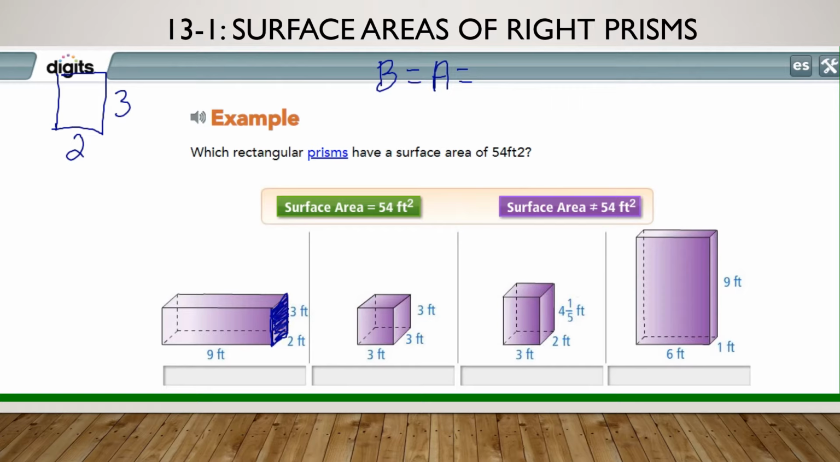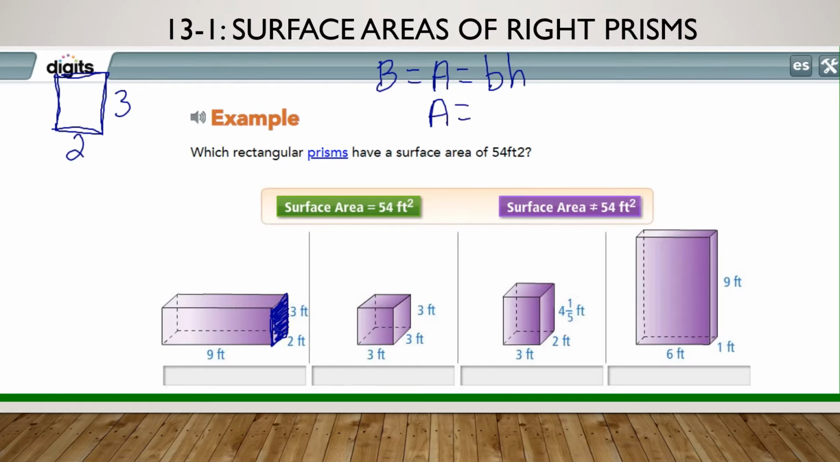So what I highlighted in blue and what I wrote over here, that is our base. So what shape is that base? Well, that's a rectangle. And what is the formula for area of a rectangle? It is base times height. So remember I mentioned something about a lowercase b. Lowercase b means base. Capital B, that means area of the base.